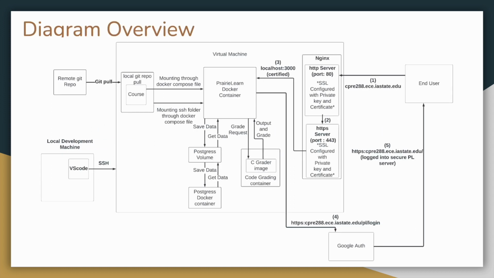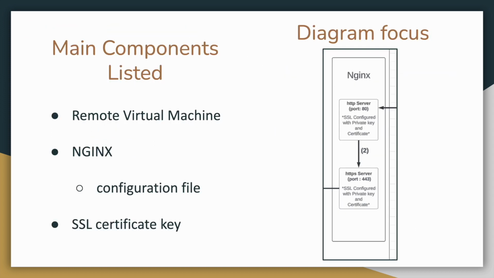So here's the diagram overview. So here's the diagram focus. We're just going to be in the virtual machine, and we're going to be in NGINX, creating the configuration file and using the SSL certificate key.